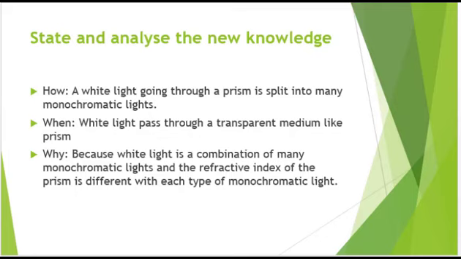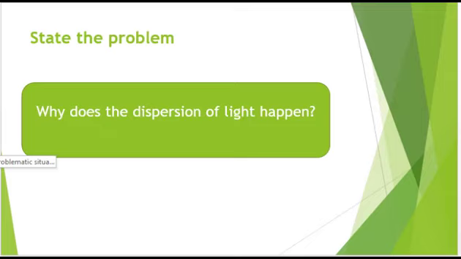Dispersion of light happens because white light is a combination of many monochromatic lights and the refractive index of the prism is different for each type of monochromatic light. In order to approach the non-knowledge, I will ask them to solve the problem.